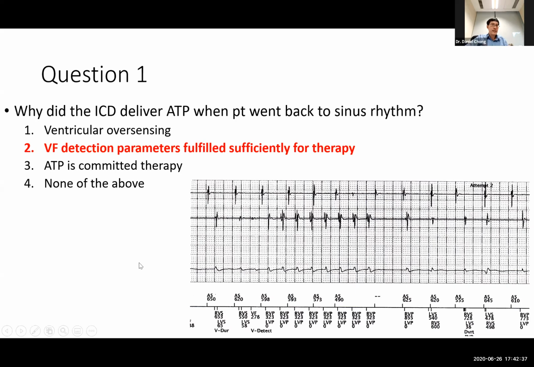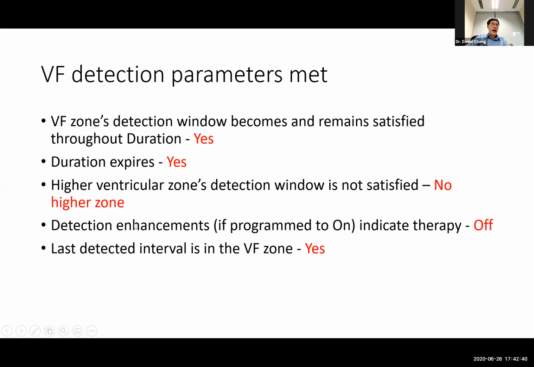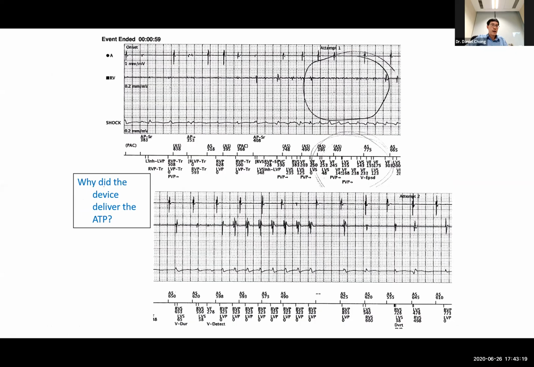how this is, so what are the VF detection parameters that need to be met? So firstly, the VF zone's detection window needs to become and remain satisfied that it's in VF throughout the duration. That's 1. 2, the duration needs to expire. 3, a higher ventricular zone detection window cannot be satisfied. In this particular case, there's no higher detection. Detection enhancements like, for example, discriminators, in this case are off. And the last detected interval is in the VF zone? And the answer is yes, the last detected beat is in the VF zone.